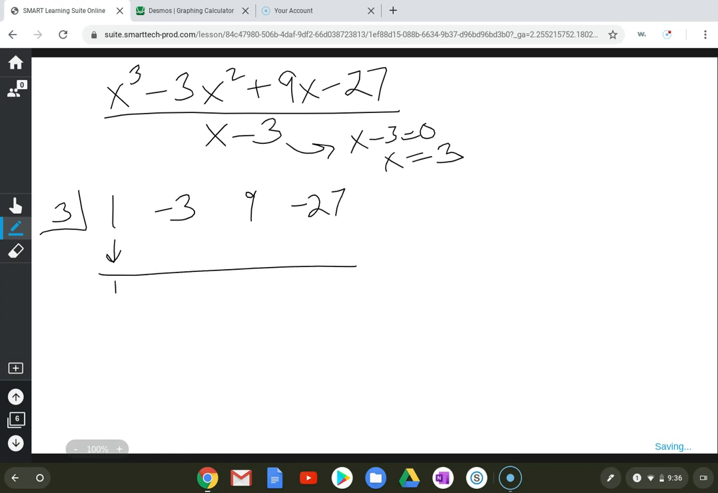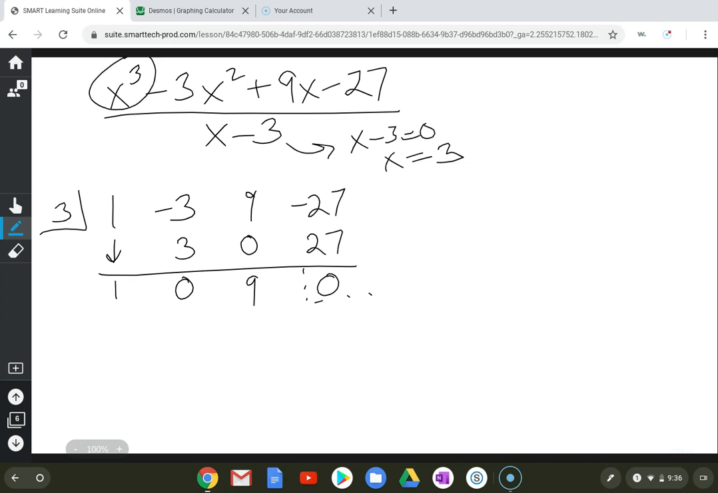Bring down the 1. 1 times 3 is 3. Negative 3 plus 3 is 0. 0 times 3 is 0. 9 plus 0 is 9. 9 times 3 is 27. Negative 27 plus 27 is 0. That's our remainder. So let's write what's left.